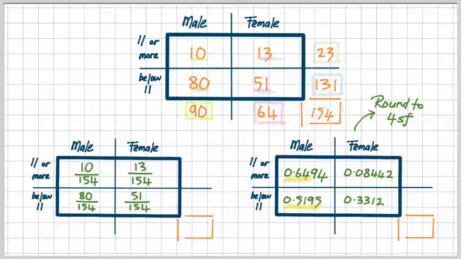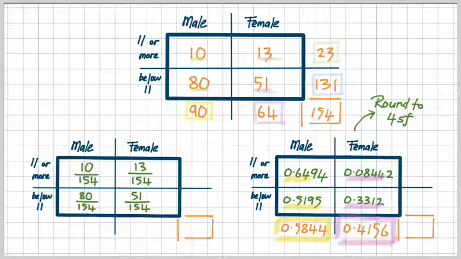Now, what we can do now is we can actually total these probabilities up. So when I say total, let's take these two and add them up, and we get 0.5844. So just like we added the 10 and the 80 to get 90 previously, we're going to do the same with the probabilities. And we're going to also do the same for the females. So the female column, we're going to add up, and we get 0.4156. Okay, now to complete the table, we're also going to need to add up horizontally, or from left to right.